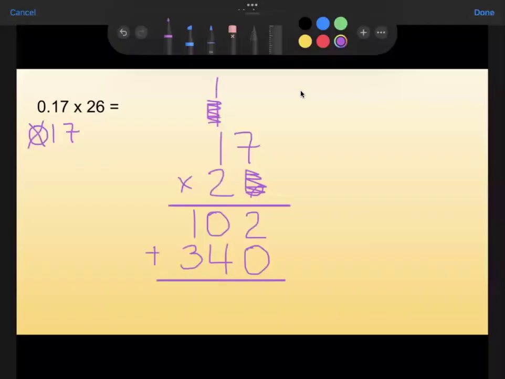Now I need to add those together. So I got 2 here, 4 here, and 4 here. I'm going to add a decimal to the end of this answer.